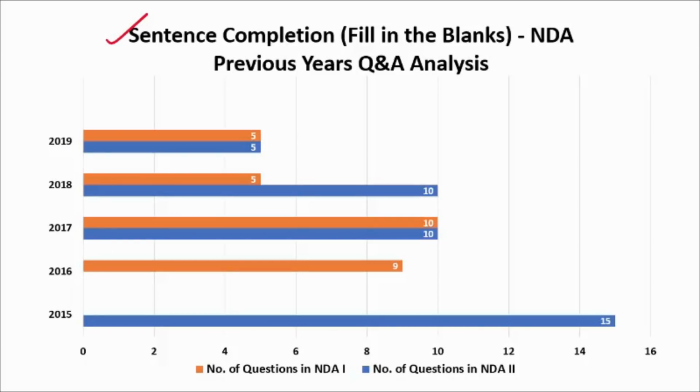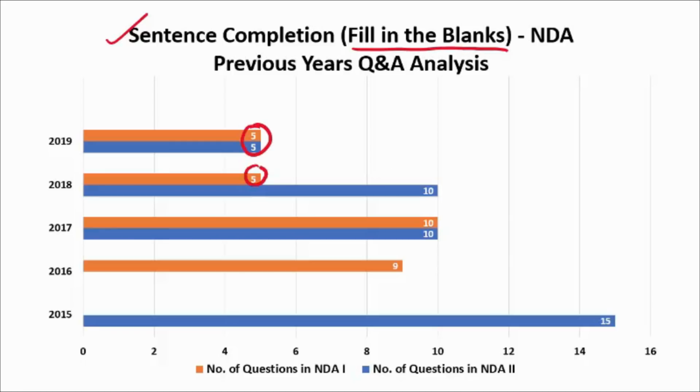Now, you know, sentence completion comes in two forms or patterns of questions. Number one is single sentence completion or fill in the blanks, and number two is in the form of closed test, which is the passage completion questions, fill in the blanks in passages. Now I will talk about the single sentence completion, that is only single fill in the blanks. And in 2019, both in NDA 1 and 2, 5 questions came from this section.